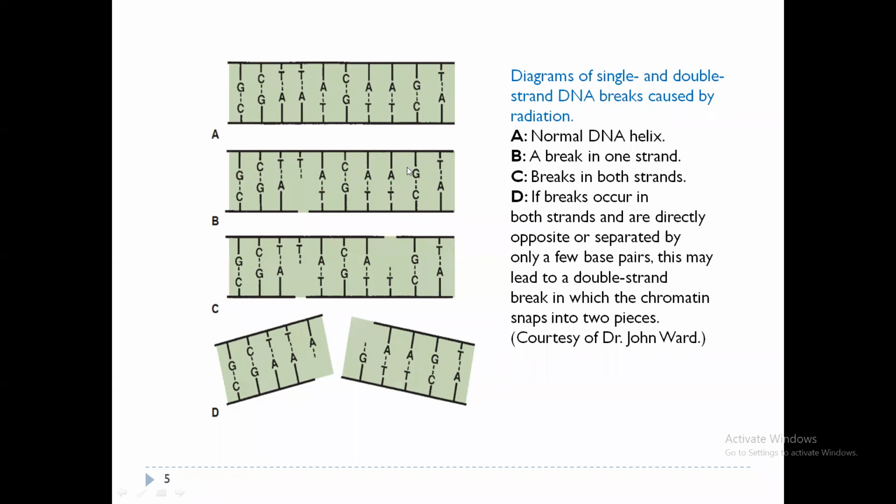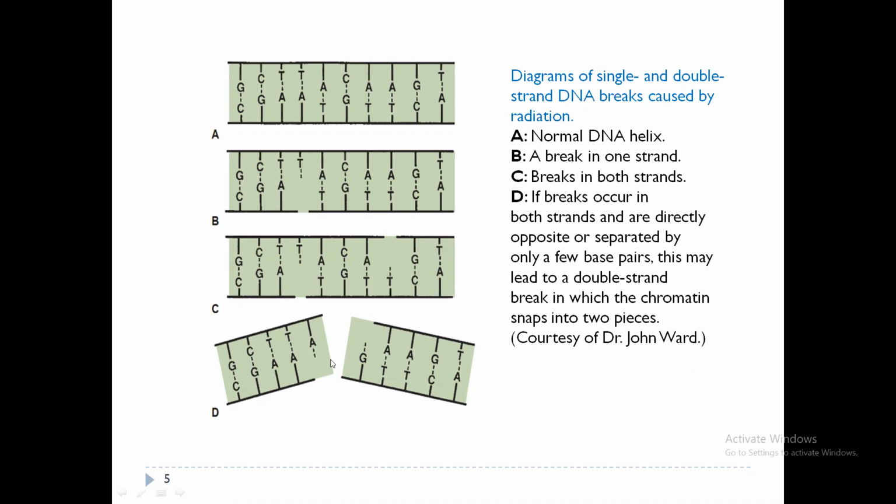In picture B, we can see that there is a break in one strand of the DNA, like here. So it will be repaired readily by using the other strand of the DNA as a template. In picture C, we can see that there are breaks in both the strands of the DNA, and both breaks can be repaired using the opposite DNA strand as a template.